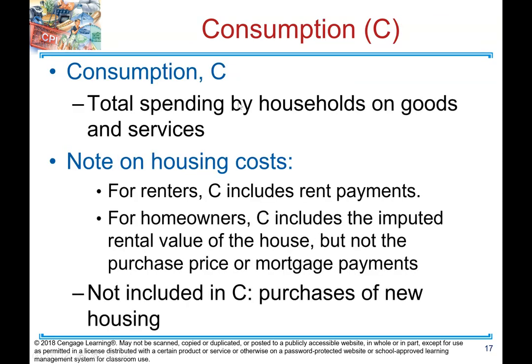Consumption is really total spending by households on goods and services. There's a note here on how housing cost is computed. For renters, consumption, C, includes rent payments. For homeowners, C includes the imputed rental value of the house, but not the purchase price or mortgage payments. Not included in C are purchases of new housing.